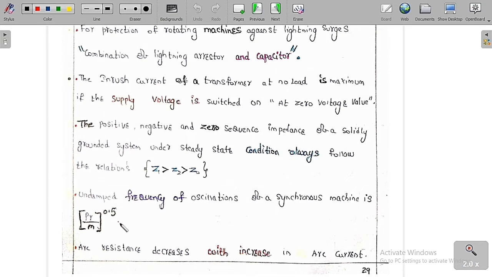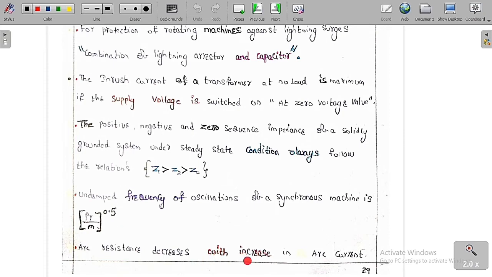(Pr/M) to the power of 0.5 is called the undamped frequency of oscillations of a synchronous machine. In each and everything, I've already told you in the synchronous machine concepts itself. This is an important formula that you always have to remember, because in the examinations they are going to give you this direct formula. So always remember that (Pr/M) to the power of 0.5 is the undamped frequency of oscillations of a synchronous machine.